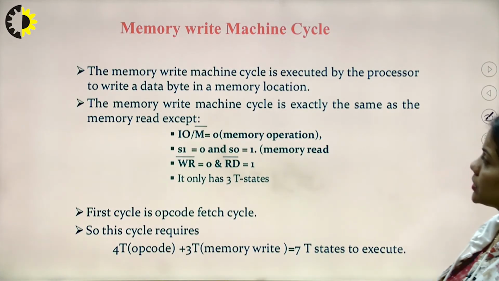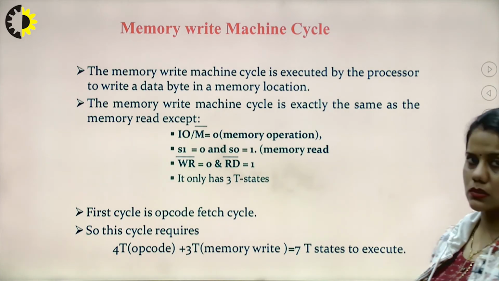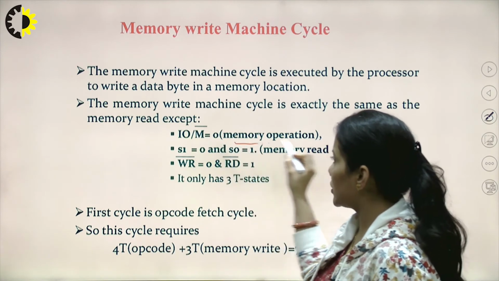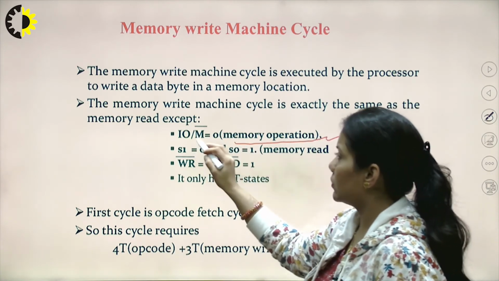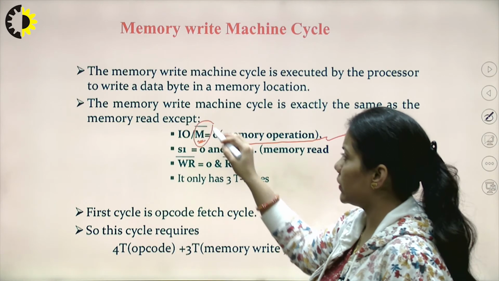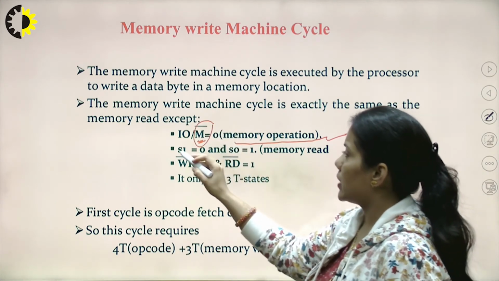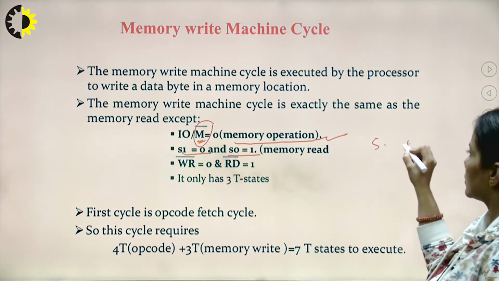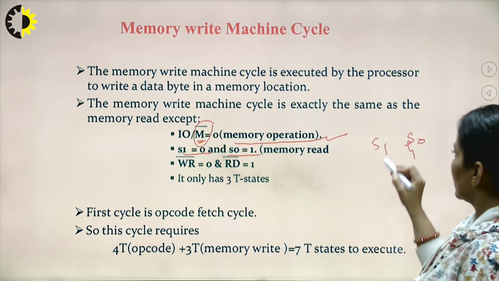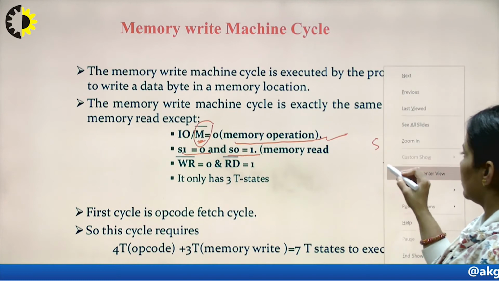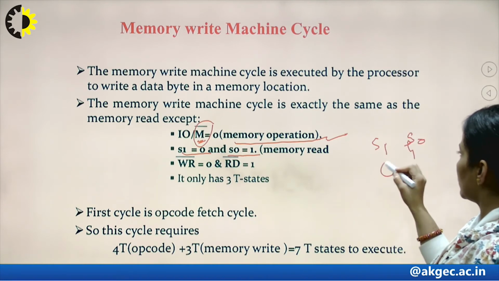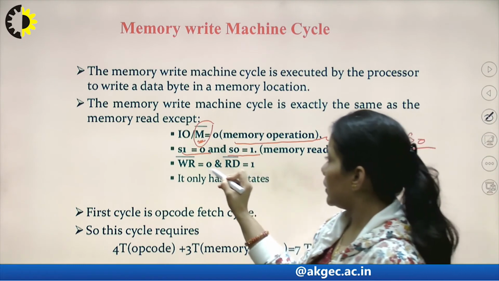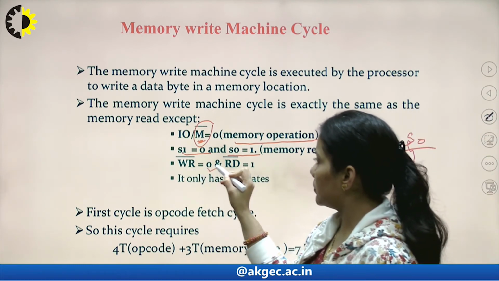Next, memory write machine cycle. Everything is yet again the same, only the difference is that the memory operation is again 0. This is IO/M-bar, active low, that's why the state is 0. S1 is 0 and S0 is 1. And again write is 0 and read is 1.